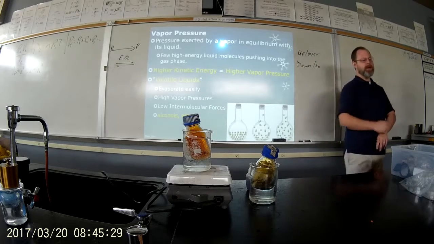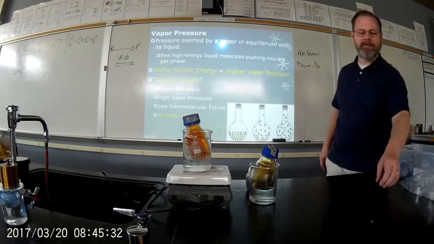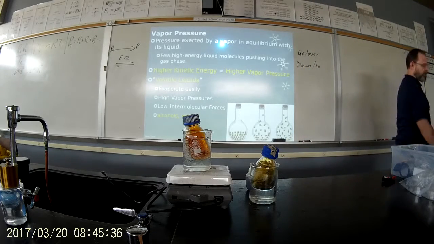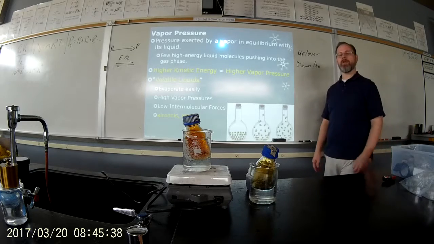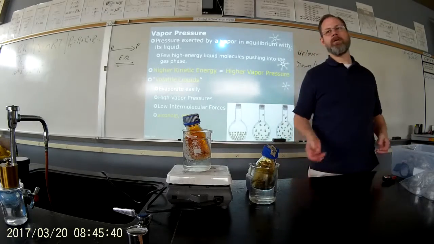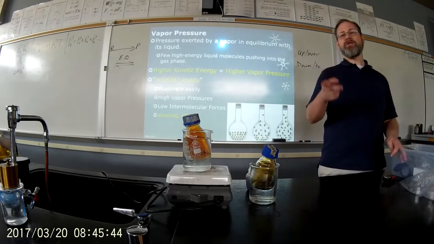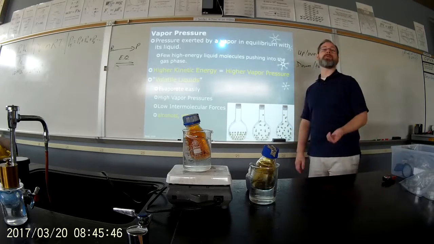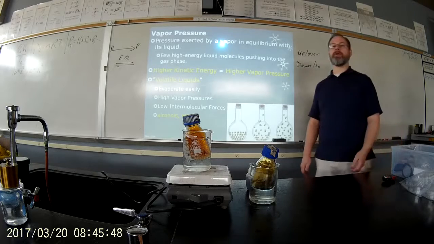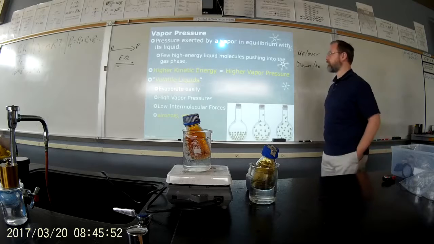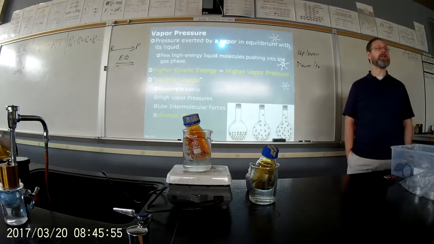So, volatile liquids are liquids that have very high vapor pressures. Some liquids are more volatile than others. If I had ether or methanol, I could actually do that syringe experiment with room temperature methanol and room temperature ether, because they're extremely volatile.